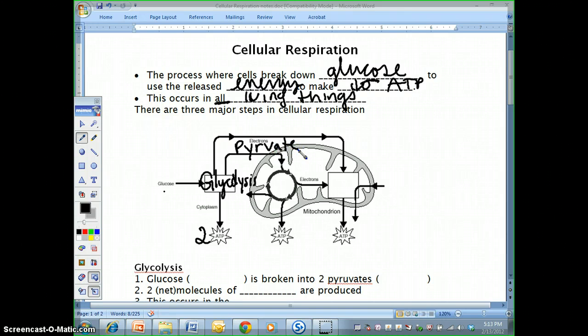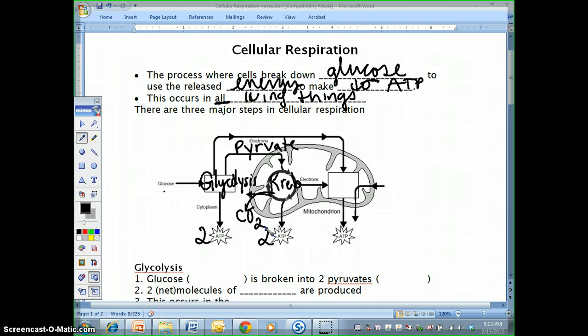2 of them actually, which are going to enter into the second part of this process, which is called the Krebs cycle, which some guy named Krebs named after himself. In this cycle, we see coming out of it 2 more ATPs, and then out of this arrow here is where the carbon dioxide comes out.